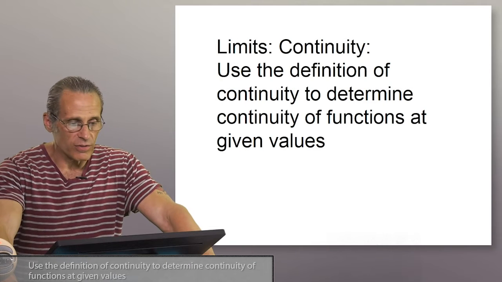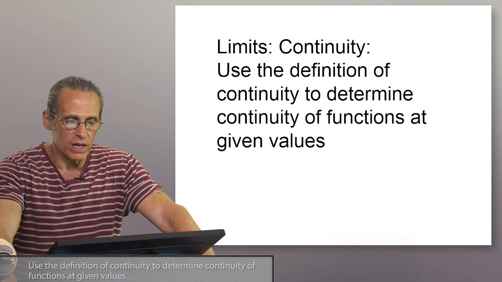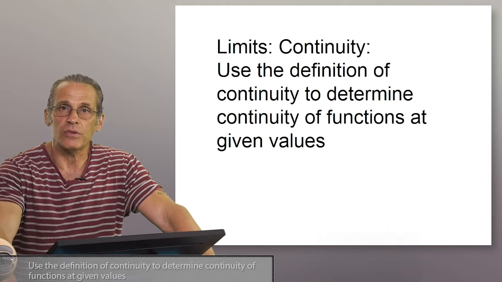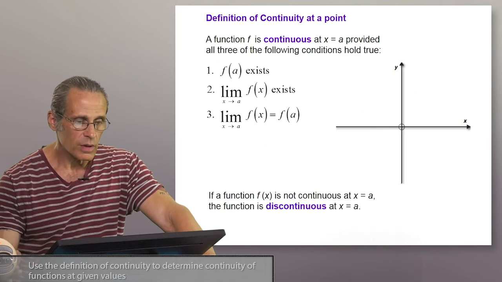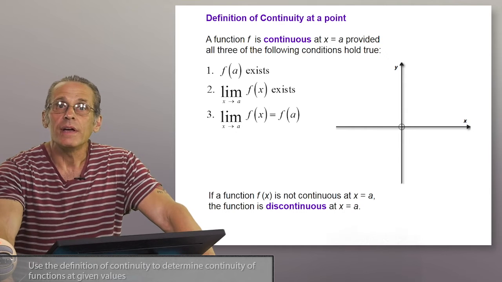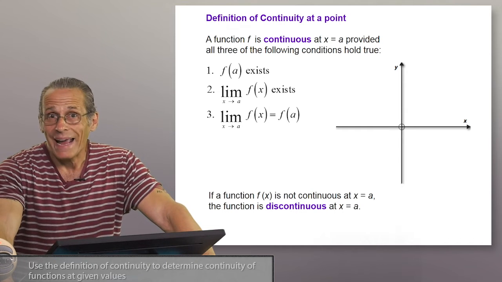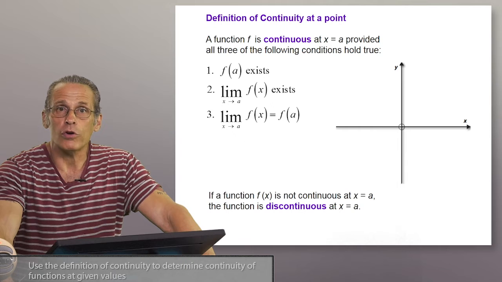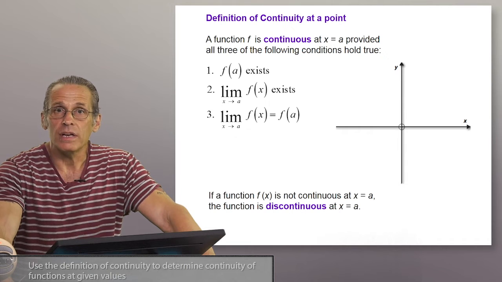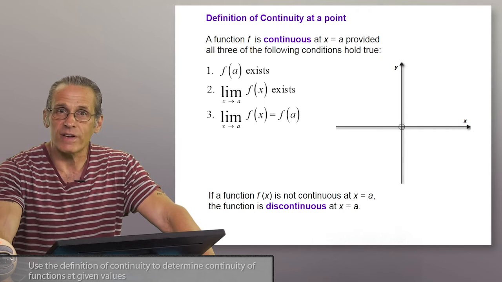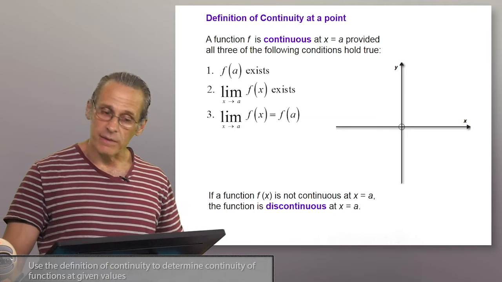Use the definition of continuity to determine continuity of functions at given values. Continuous at a point means basically, if you're in pre-calculus, that you can draw your pencil through that point, continue on the other side without lifting that pencil from the paper. But in calculus, we are very specific. We talk about why a function cannot be continuous at a point.